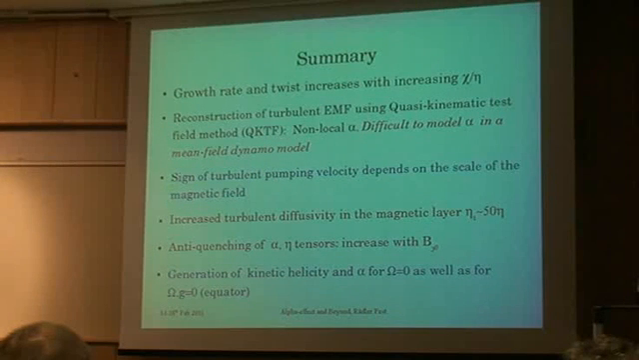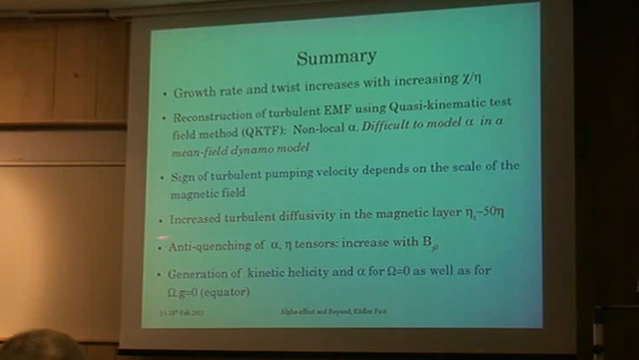So now I go over to the summary, where we see that this growth rate and twist increases with increasing Roberts number, and we have reconstructed the turbulent EMF, and we find that the quasi-kinematic test field method works for this problem at least. But the downside is that it's difficult to model alpha and eta and use them in a mean field dynamo model. And then, since the alpha and eta are highly non-local, the sign of the turbulent pumping velocity also depends on the scale of the magnetic field that we are talking about.